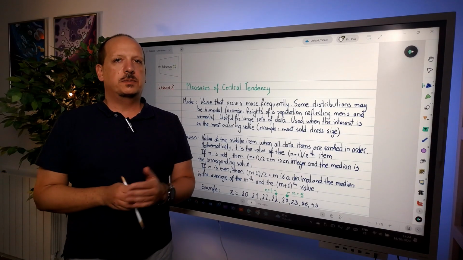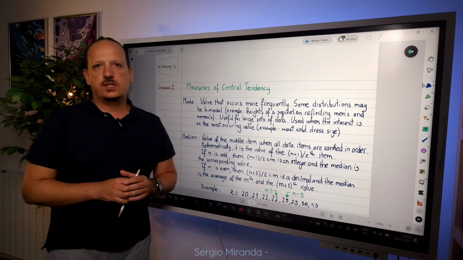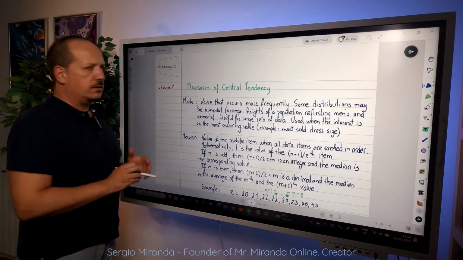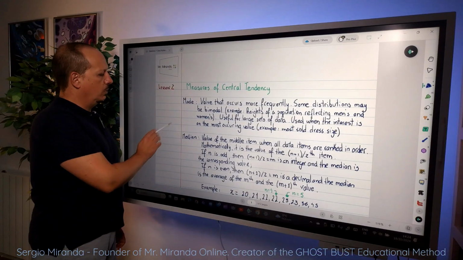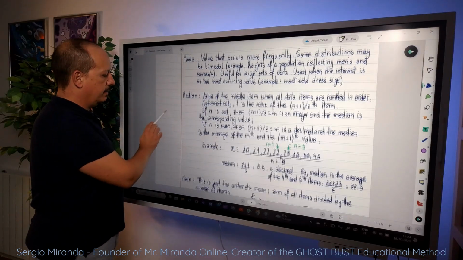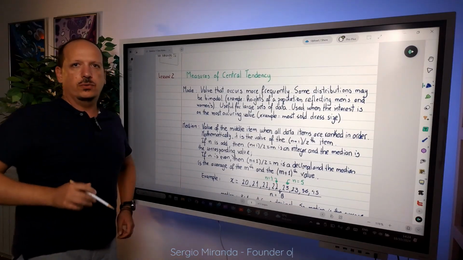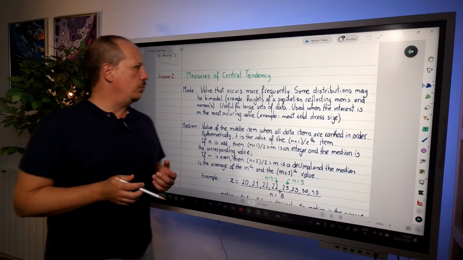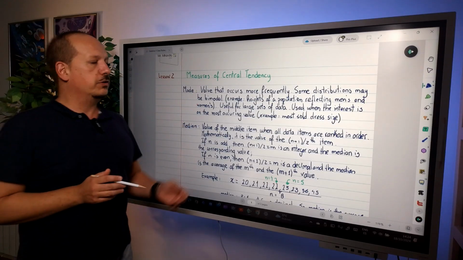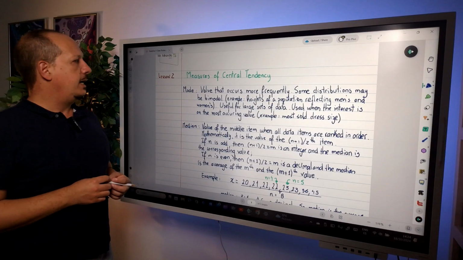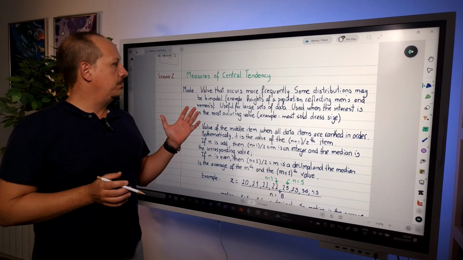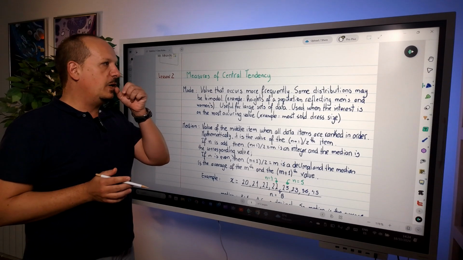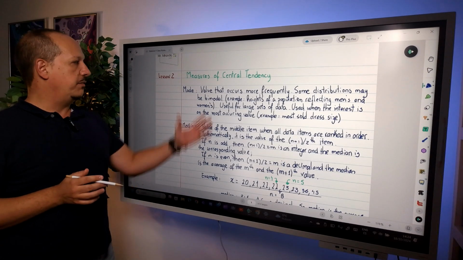Let's focus a little bit more on the measures of central tendency and go over with a little bit more detail about the mode, the median, and the mean. Starting with the mode. When should you use the mode? Again, it is a value that occurs more frequently, and you already know that some distributions may be bimodal, meaning that they have two modes. Here there is an example.